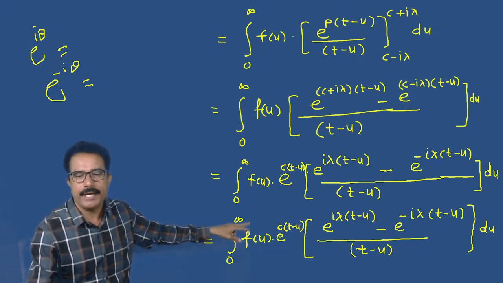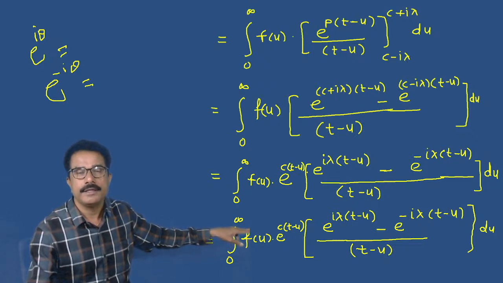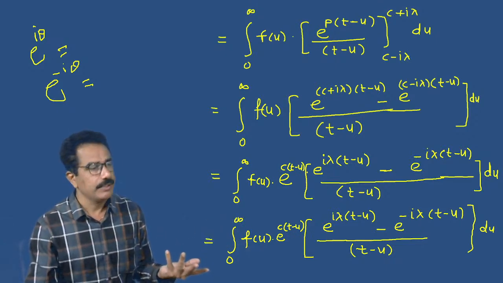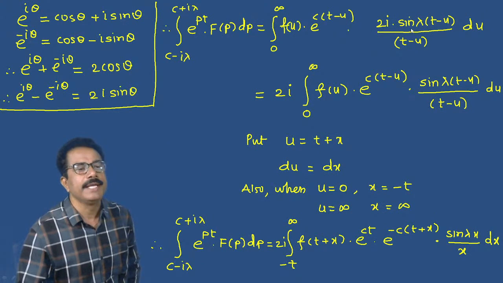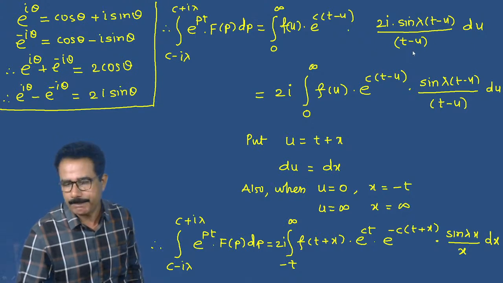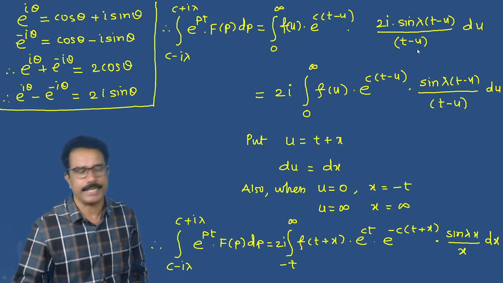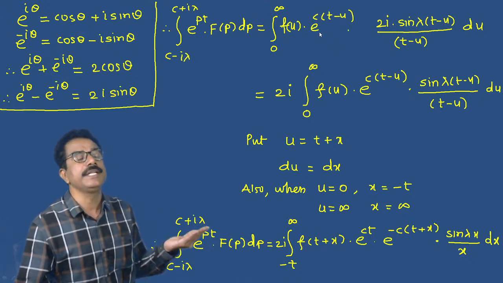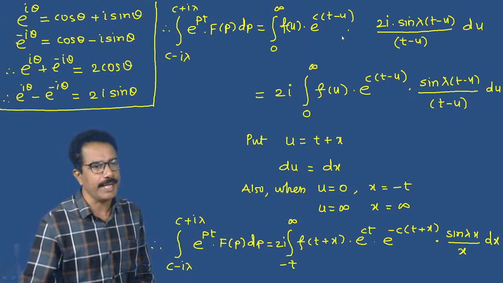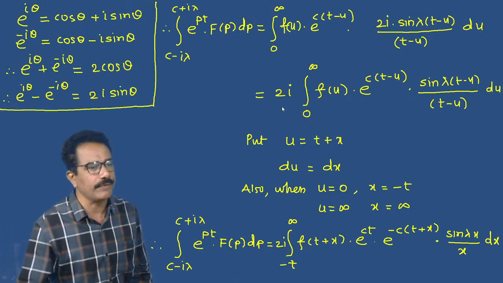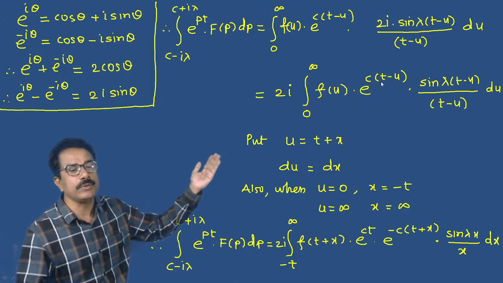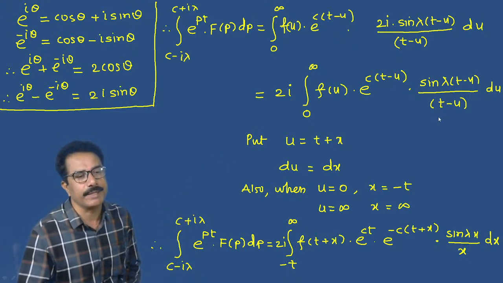E raised to i lambda (t minus u) minus e raised to minus i lambda (t minus u) means e raised to i theta minus e raised to minus i theta. Then we will get 2i sin theta. So we can write here 2i sin lambda (t minus u) divided by (t minus u). Do you understand? Keep e raised to c into (t minus u) as it is. Now 2i is a constant term, i is iota, so we can take it out of the integral. We will get 2i integral from 0 to infinity f of u into e raised to c into (t minus u) into sin lambda (t minus u) divided by (t minus u) du.